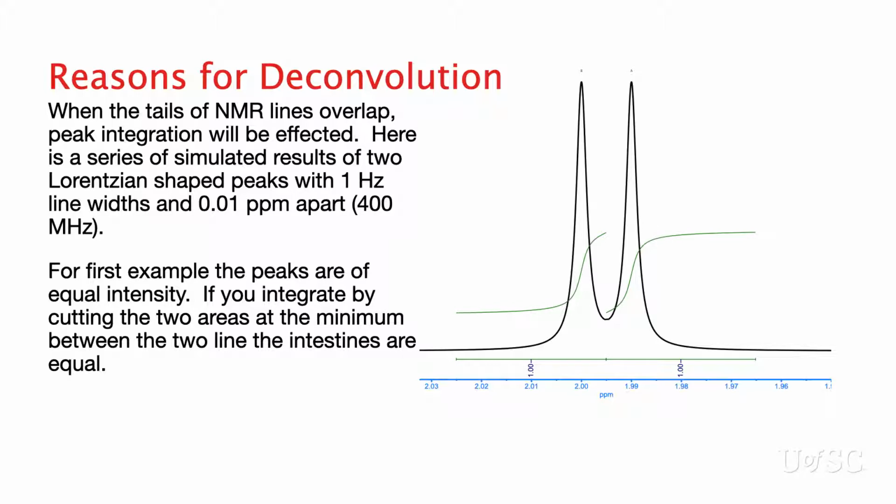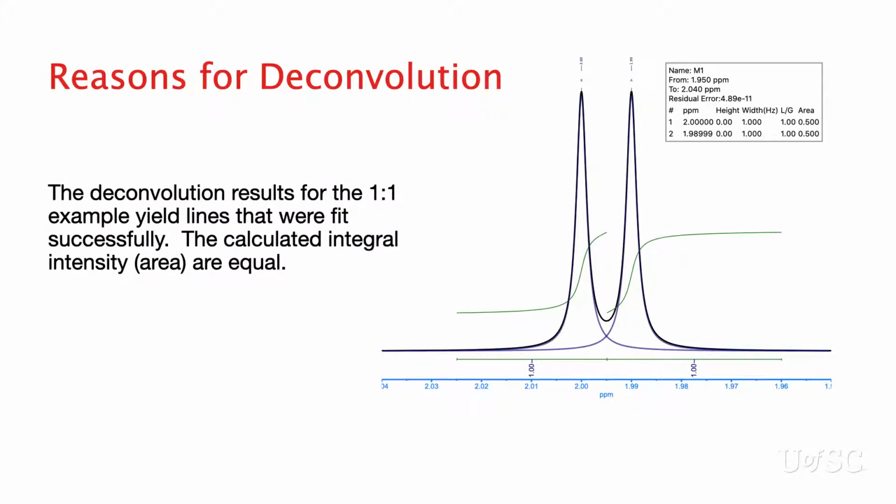This simulation was set for a 400 MHz instrument, therefore the peaks are 4 Hz apart. For the first case we have set the intensities to the same value so the tailing of each peak affects the other equally. If you integrate the peaks by cutting the two regions at the minimum between the two lines you can get an accurate measurement of the relative peak areas. The deconvolution result for this example is shown here.